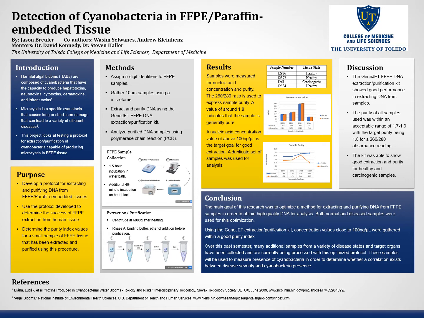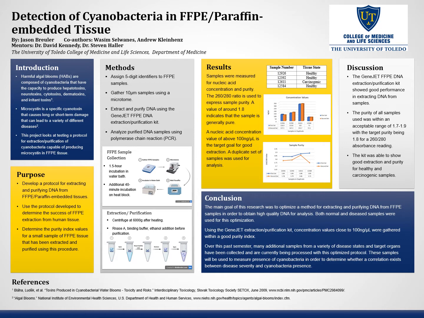Some highlights of this protocol were a 1.5-hour water bath incubation period, along with an additional 40-minute heat block incubation to remove all paraffin from the sliced samples. Additionally, the extraction and purification process involved multiple rounds of centrifugation and the addition of different solutions, such as RNase A, binding buffer, and ethanol, in order to make sure that the cells are fully broken apart and prepared for column filtration. Once prepared, 2 wash buffers were used before extracting the DNA with an elution buffer.